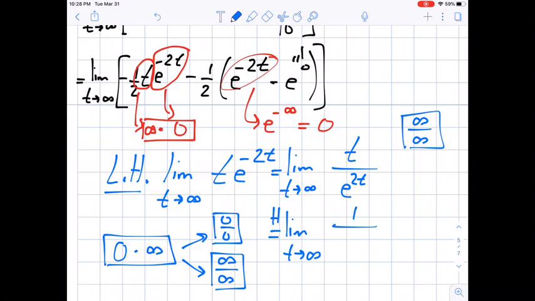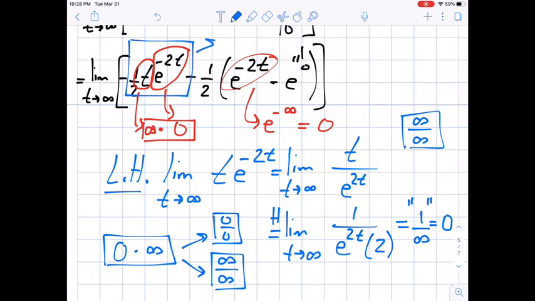And we get 1 in the numerator divided by e to the 2t. With a little bit of a chain rule, we multiply by 2. But that doesn't actually change anything. As t approaches infinity, this whole thing is just going to go to 1 over infinity. And so it's going to go to 0. Okay? So that whole part goes to 0. So coming back, looking at this whole first term, it does go to 0, but you do need to justify it using L'Hopital's rule.